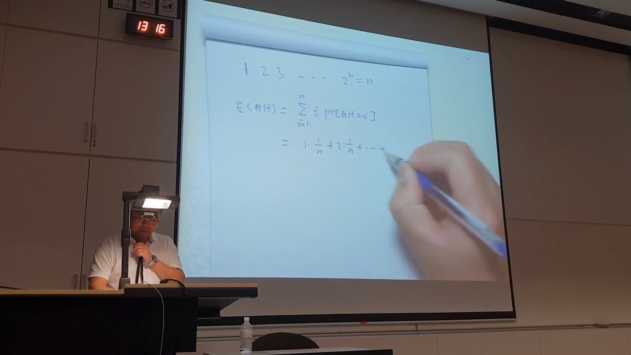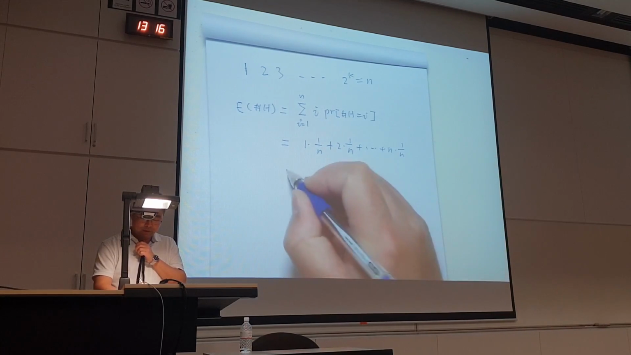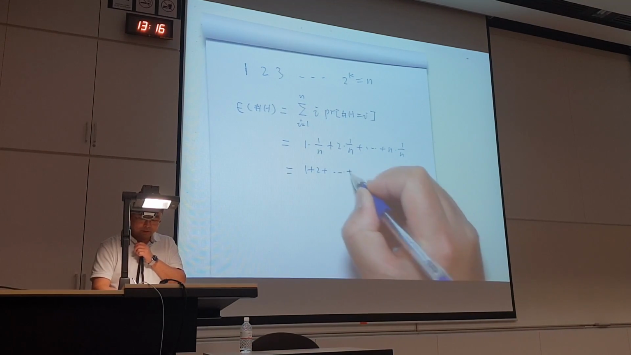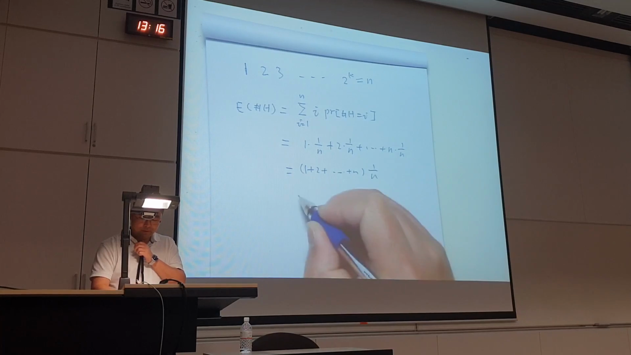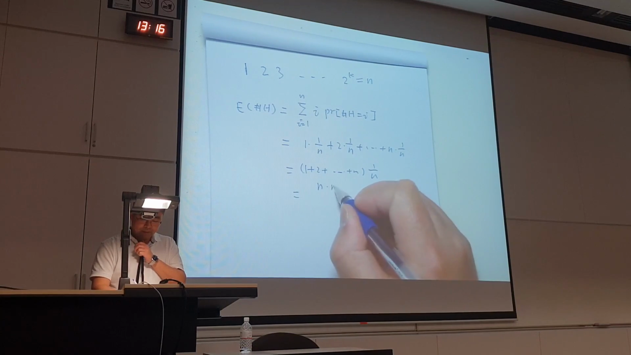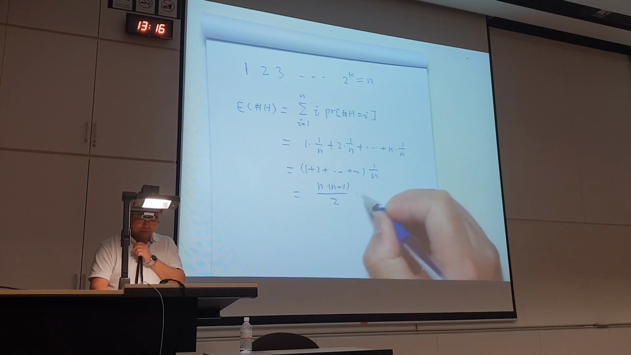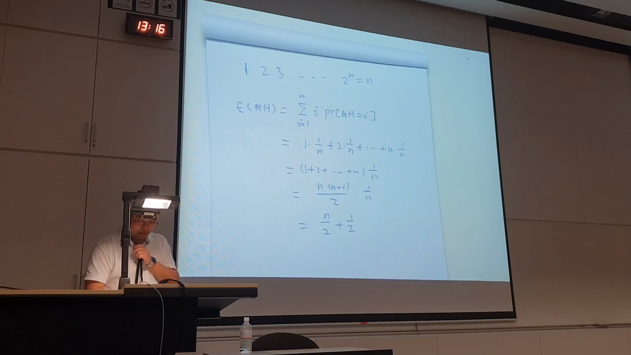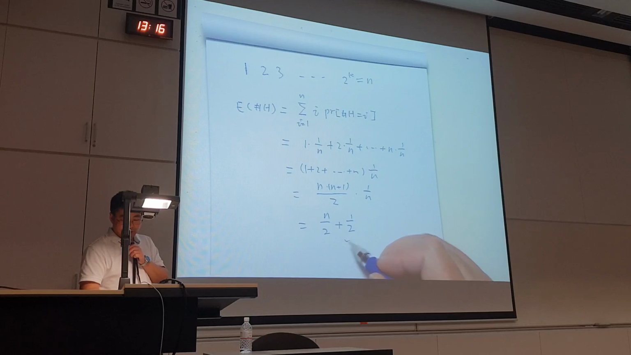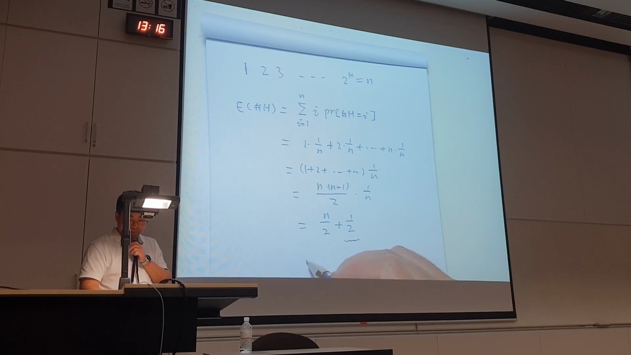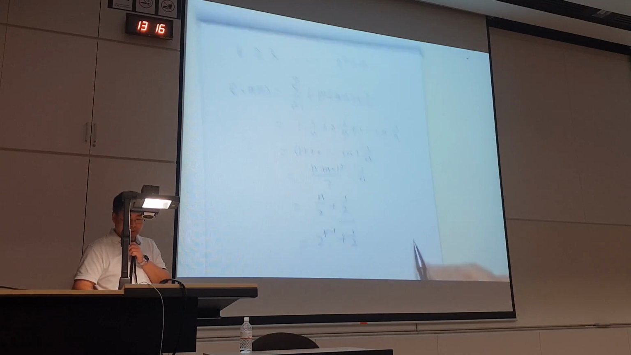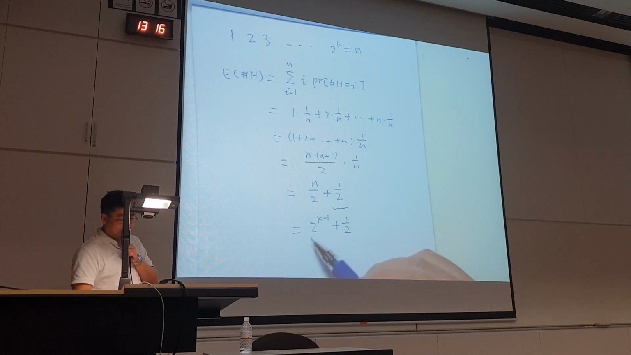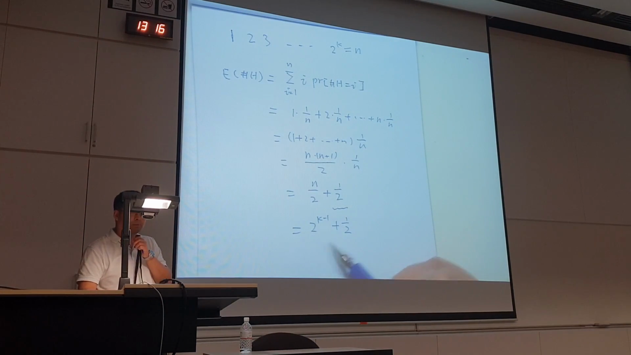If you do the calculation, eventually you have 1 over n times (1 plus 2 plus ... plus n). So you have n times (n plus 1) divided by 2, times 1 over n. Then you have n divided by 2 plus 1 over 2. So the tail here is 1 over 2, and roughly this is n over 2. So it is 2 to the power k minus 1 plus 1 over 2, because we assume n is 2 to the power k. So roughly, the expected value will be 2 to the power of k minus 1. We just ignore this tail, okay?